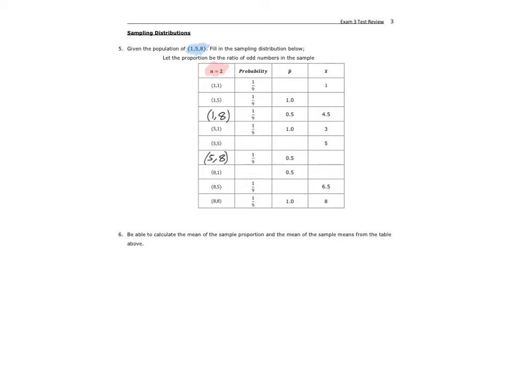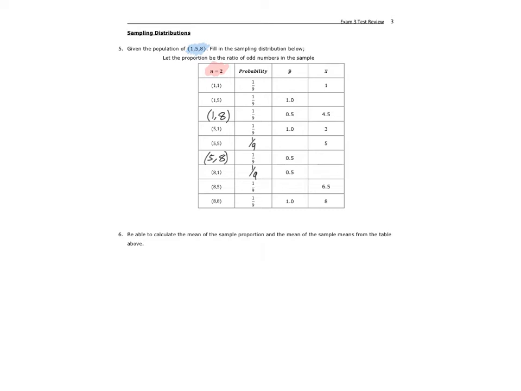If you look at my population of 1, 5, and 8, the only ways that I can grab 2 elements from that population are the ones listed in that first column. The second column lists the probability of each of those occurring, and because we are in a simple random sample, the chances of each of these occurring are the exact same. So 1 out of 9 for each one of these. I'll go ahead and fill that in. The reason those are all equivalent to 1 over 9 is because we are in a simple random sample, and the chances of each of those sample groups being picked is the exact same.